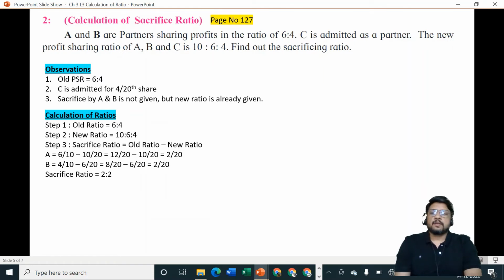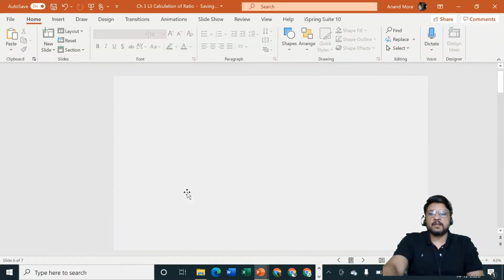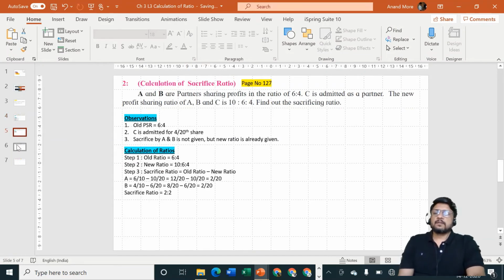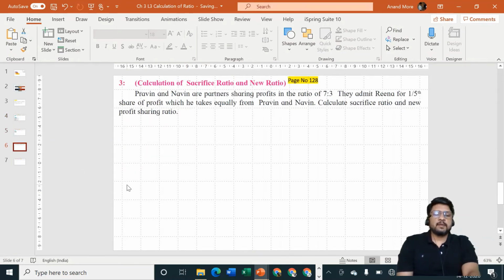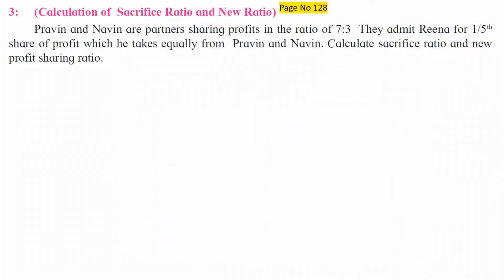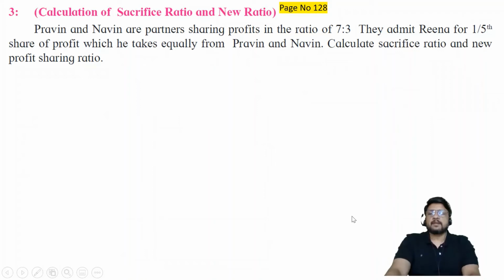If in the second type of questions the old ratio is given and the new ratio is also directly given, you are not required to calculate the new ratio; it is already given, then the work is easy. We can straight away say old ratio minus new ratio is equal to sacrifice ratio. Kaam khatam. Now the third type of questions. This is a little bit difficult question. Let me disappear from the screen, let me enlarge the screen, and then we'll go for our calculations.